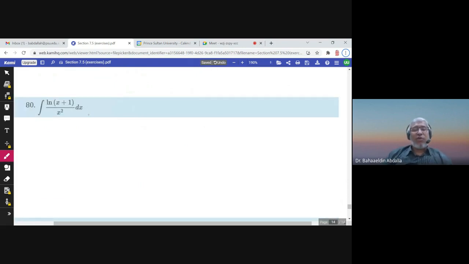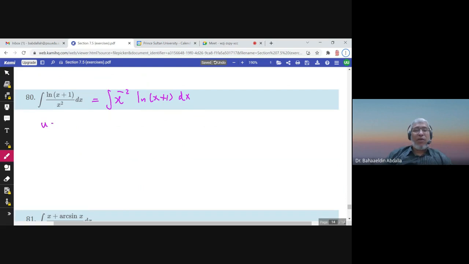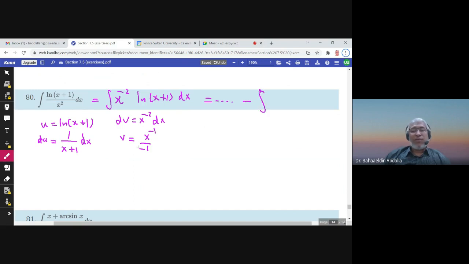Well, here I have ln x plus 1. In fact, it's multiplied by x to the power negative 2. So I use integration by parts. I take u equals ln x plus 1, and du would be 1 over x plus 1 dx, and dv would be x to the power negative 2 dx, and v would be x to the power negative 1 over negative 1. And the integral would be uv minus integral v du. Minus this minus will be multiplied, would be plus, and this is 1 over x times x plus 1. So you just write it a over x plus b over x plus 1, and you continue as section 7.4.